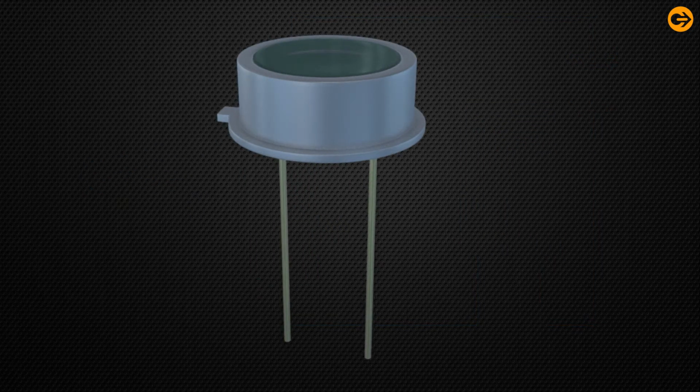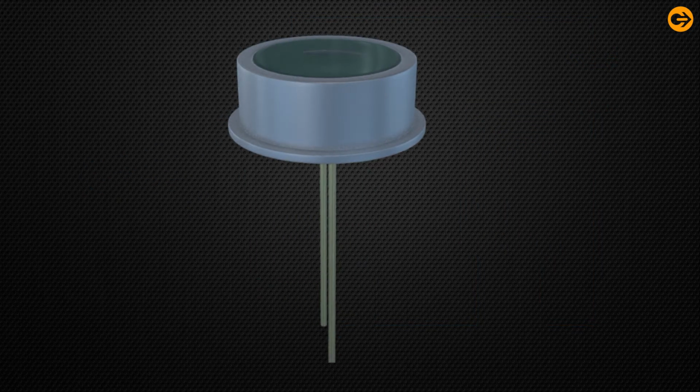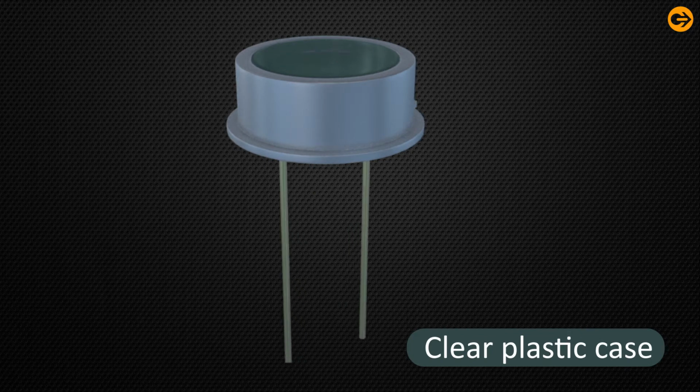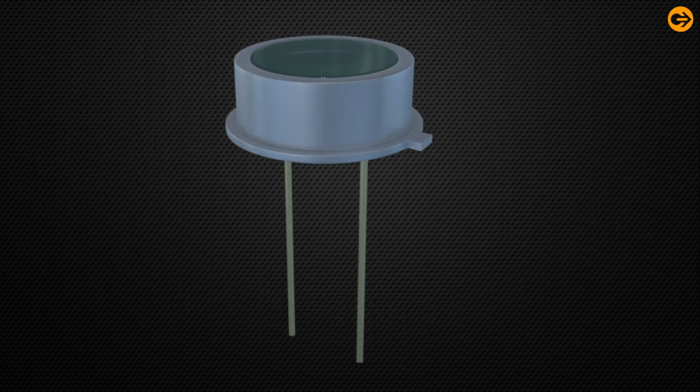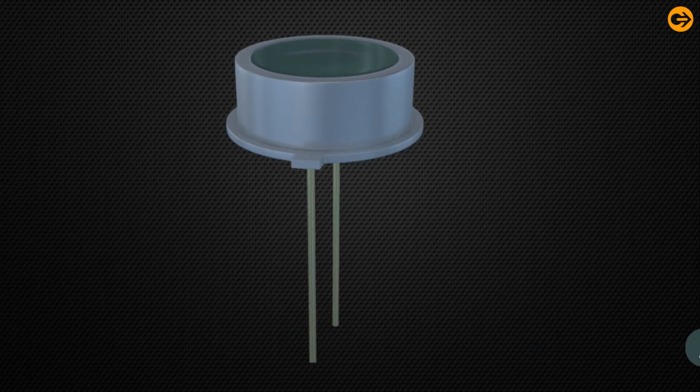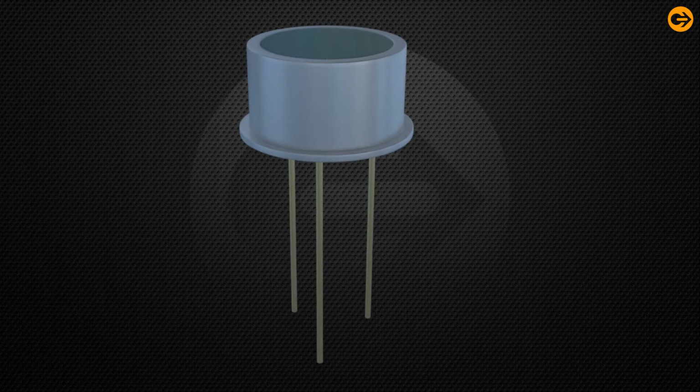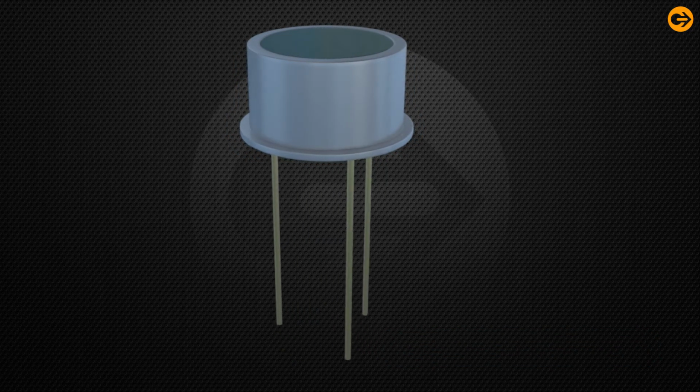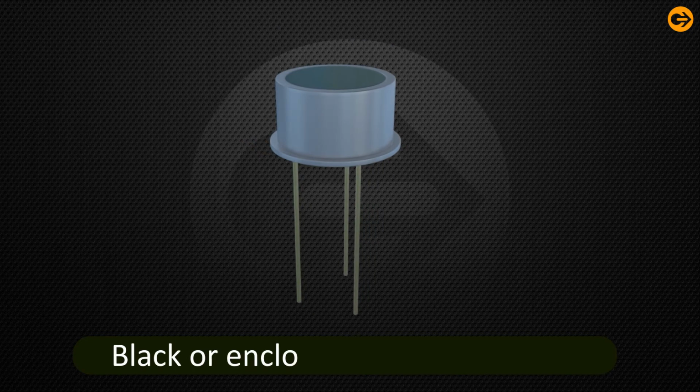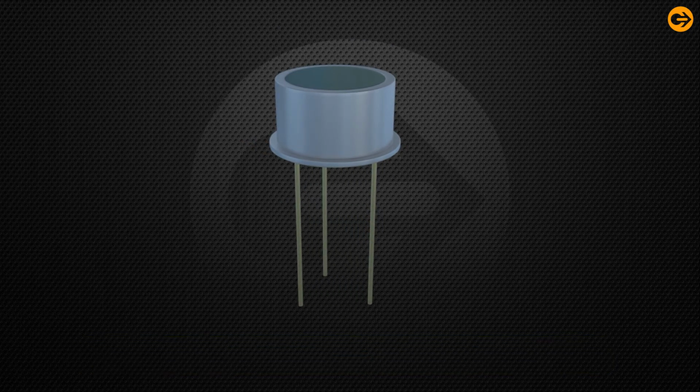The device consists of a PN junction embedded in a clear plastic case. Radiation is allowed to fall upon the plastic surface across the junction. The remaining sides are painted in black or enclosed in a metallic case.